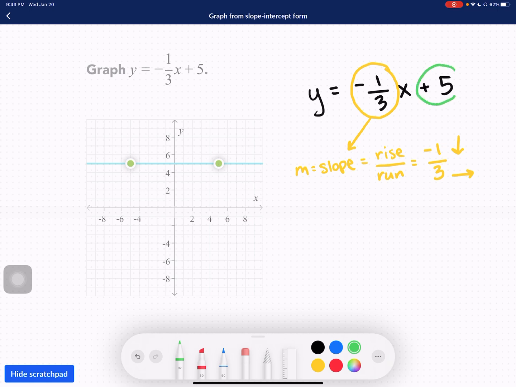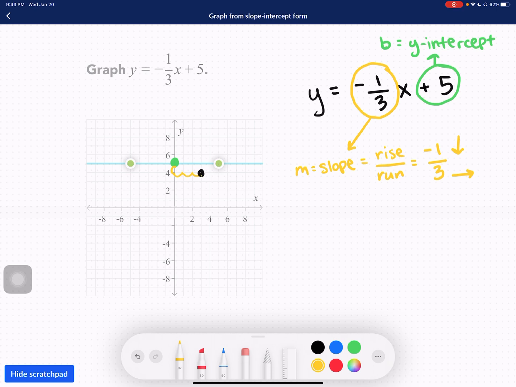And then this 5 here is my y-intercept. It is the b term in y equals mx plus b. Okay, so now if I were to plot this, I'm going to plot the 5 first. So this is my y-intercept. And then I'm going to go down 1 and to the right 1, 2, 3. Okay, so this is my next point.